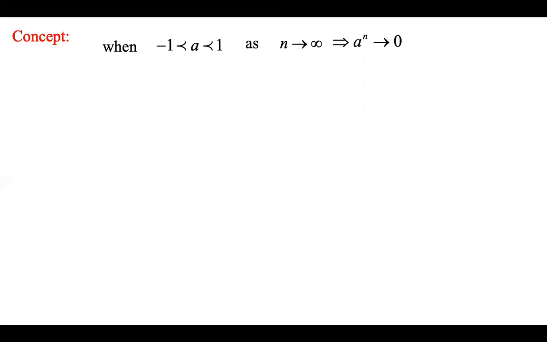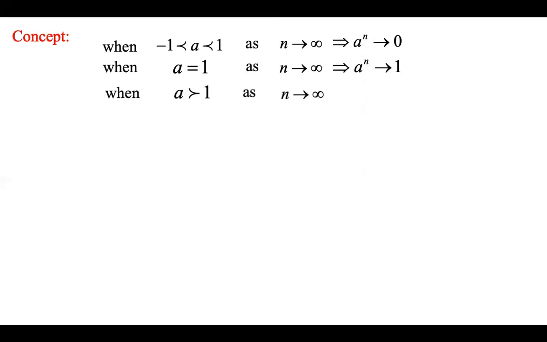Therefore, when a is in between -1 to +1, as n tends to infinity, a power n tends to 0. And when a is equal to 1, as n tends to infinity, a power n tends to 1 only. When a is greater than 1, as n tends to infinity, a power n tends to infinity. This is exactly the concept. You observe it. Take some suitable value for a and keep raising its powers, and observe its values. It happens like that.